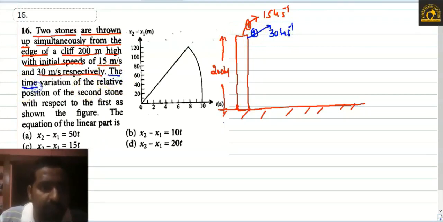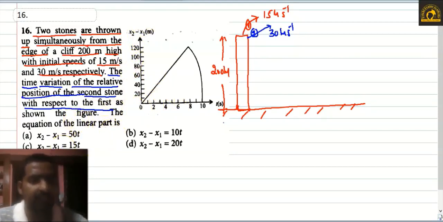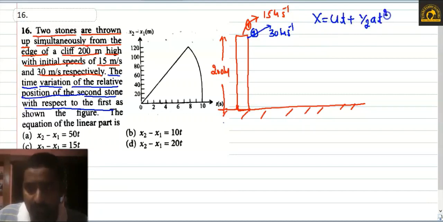The time variation of the relative position of the second stone with respect to the first stone is shown in the figure: x2 minus x1 with respect to time is given. Let's see the equation. For x1, we know this is from a certain height. The general formula is x is equal to ut plus half at square.